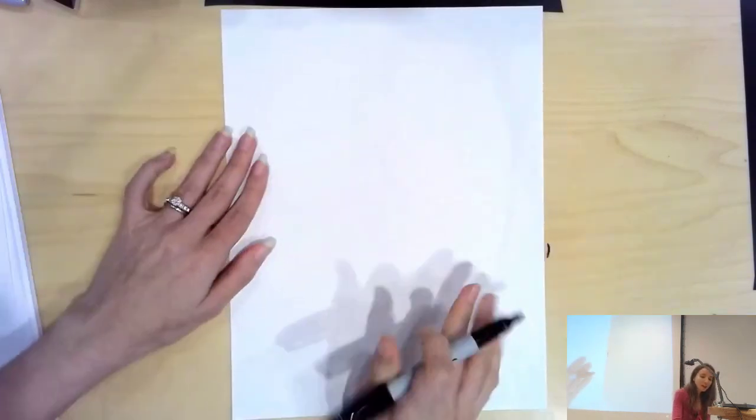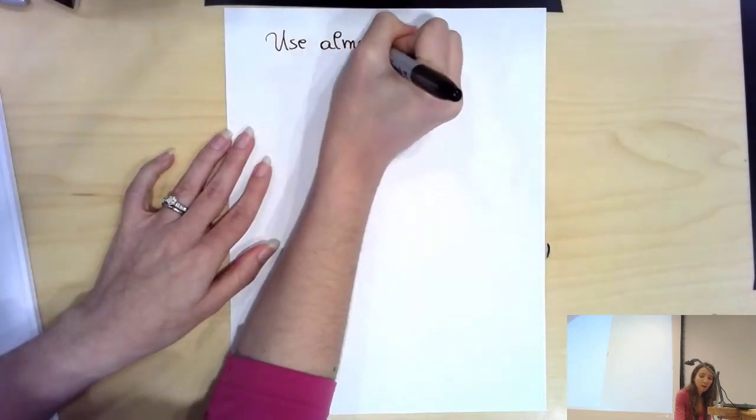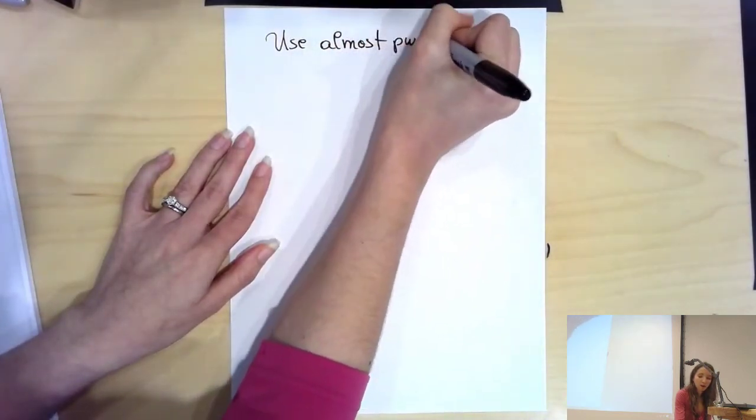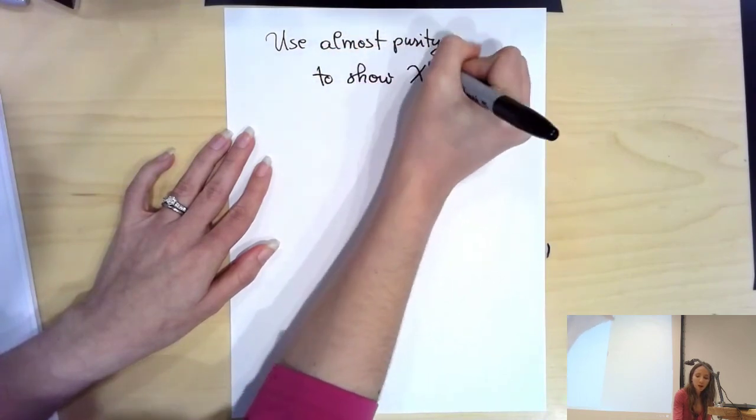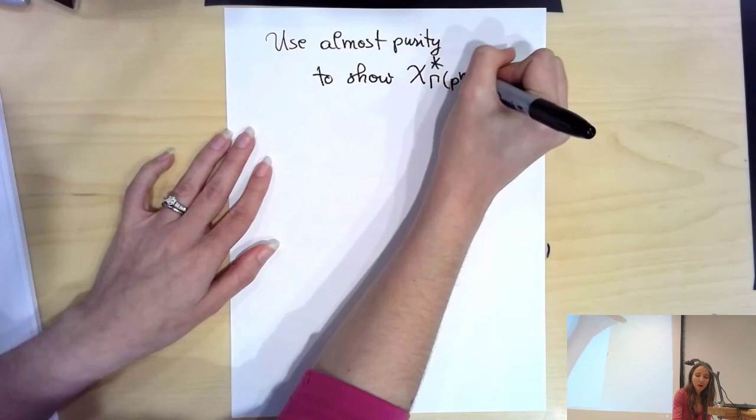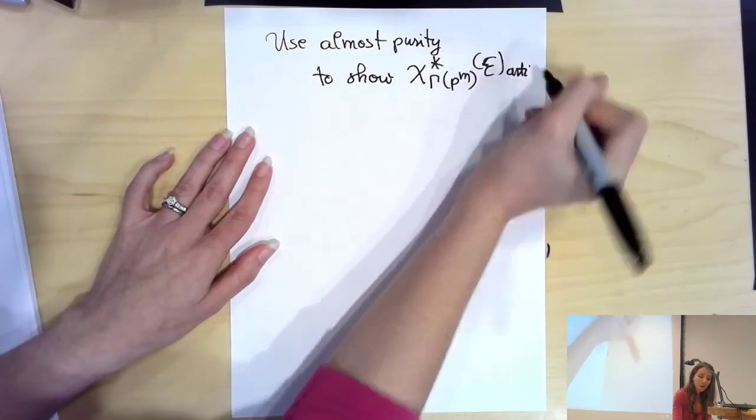So let me just write this down. Sorry? That's an excellent question. So let me just say you use almost purity to show that X star gamma p to the m epsilon anti is perfectoid.